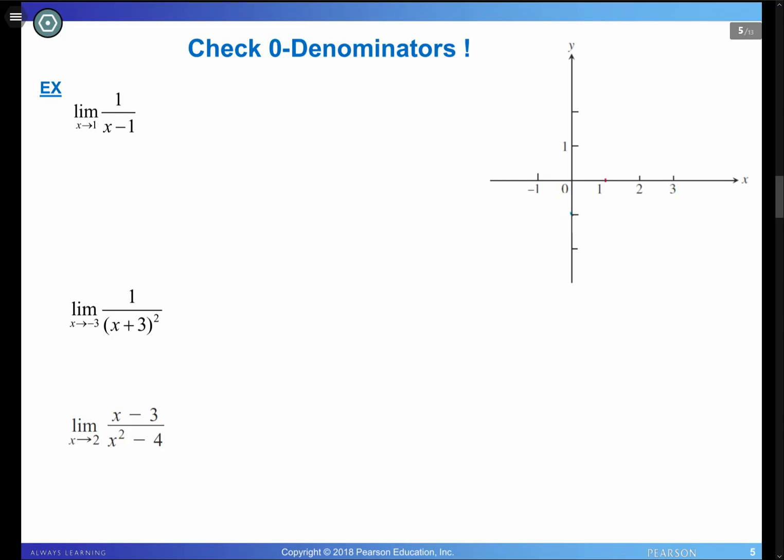Today, let's do some more examples on limits. And on this slide, we are going to focus on the ones with zero denominators. So let's take a look here. Zero denominators. In other words, we are going to work on some problems with division by zero. So let's make a note up here that it's going to be about division by zero.